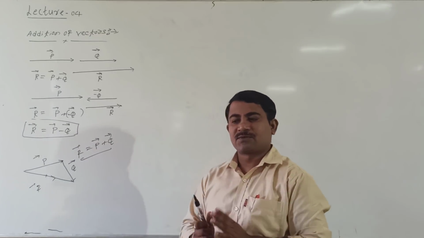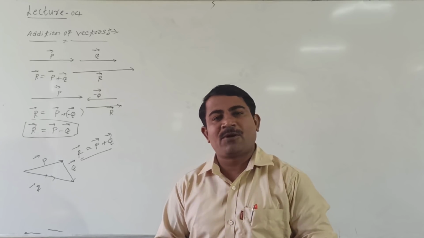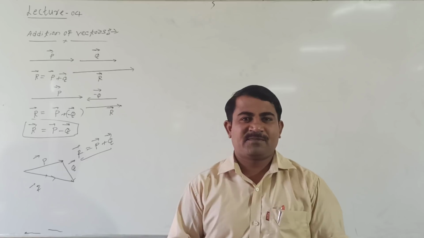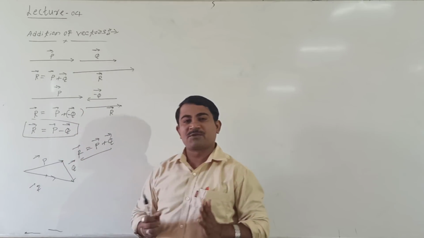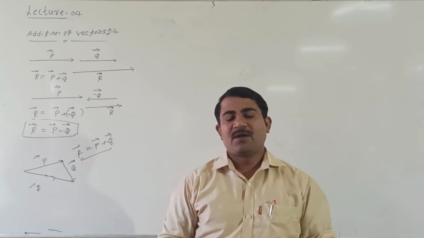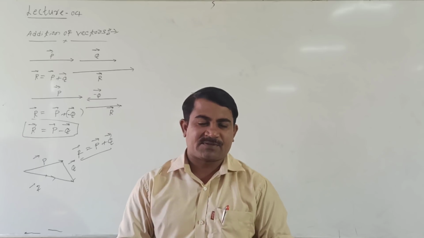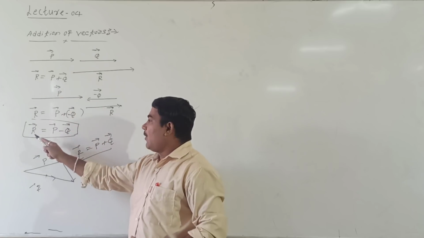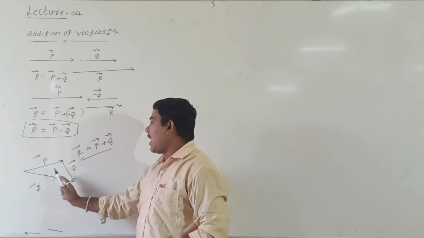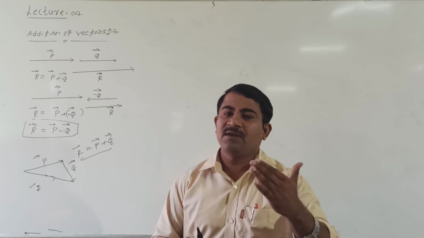But students, confusion may arise. Vectors should not be added by simple algebra, but we are adding the vectors here by simple algebra. To answer this question, let us again move to the addition of vectors: how r is equal to p plus q, how r is equal to p minus q, and how r is equal to p plus q by making a triangle. This we will explain before the further concept.